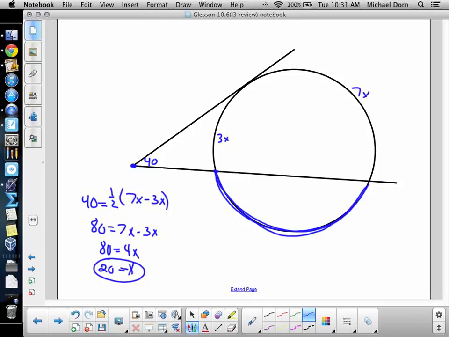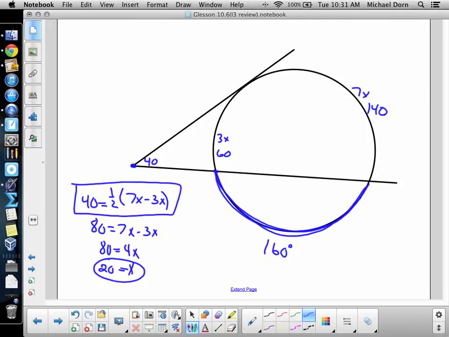That's pretty simple. That's not bad at all. So if x is 20, this arc is 60, and this arc is 140. That's 200 degrees. How many are left for the rest of the circle? 160. Really not that bad. But we did have to know our formula.